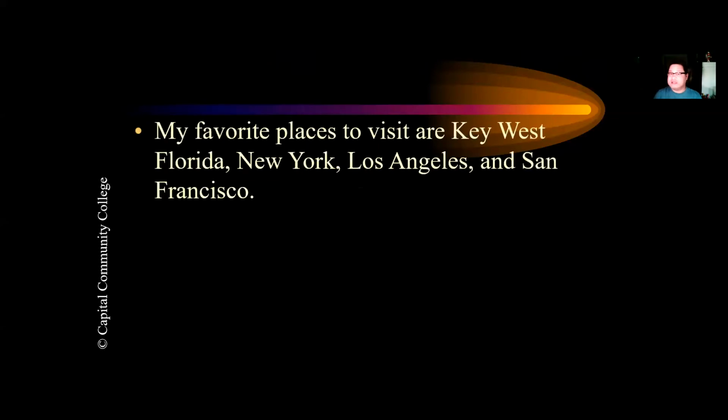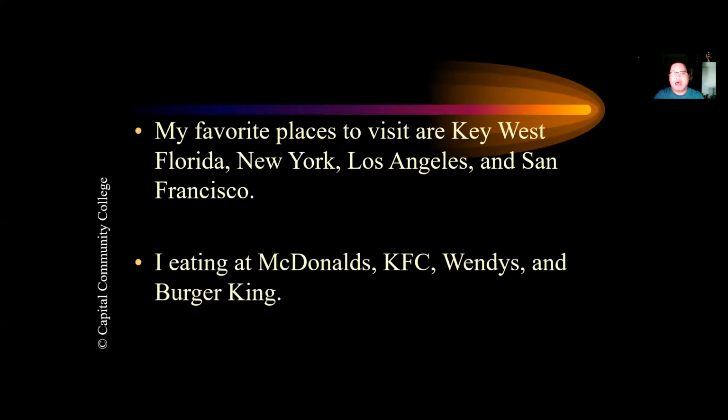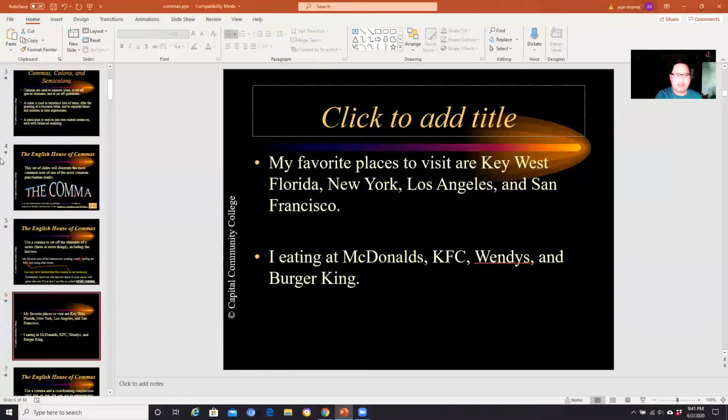My favorite places to visit are Key West, Florida, comma, New York, comma, Los Angeles, comma, and San Francisco. So I am enumerating places. Key West, comma, there's supposed to be a comma because again, it's a city and state. So Key West, Florida, comma, New York, comma, Los Angeles, and comma, and then of course San Francisco. The sentence is not correct. Okay, let me correct that.